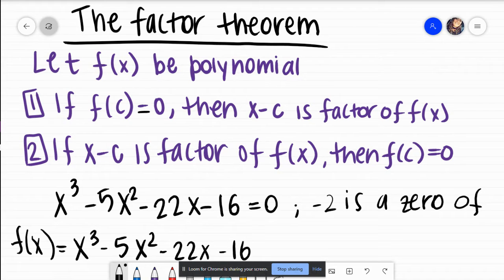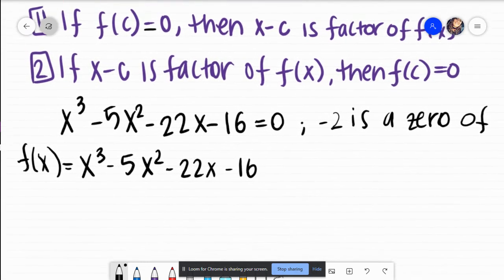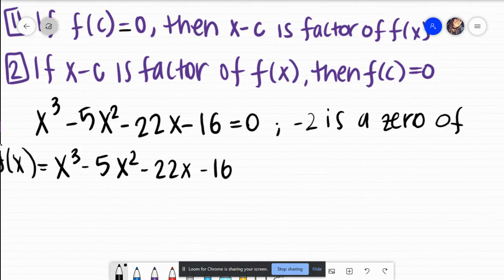If x minus c is a factor of f of x, then f of c equals 0. So this is technically an if and only if statement, which says to have one, you need the other, and vice versa. Really just mathy. Technically, what we have here is the factor theorem. Okay, so look at this problem, and then I'll finish that sentence.